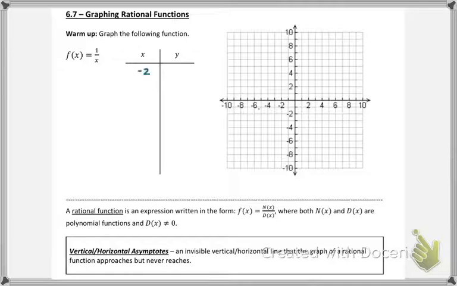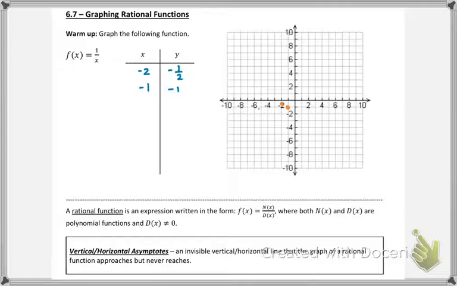Let's start with -2. Okay, so according to my function rule, 1 divided by -2 is just going to give me -1/2, right? So I'm going to graph that right here. -2, -1/2. Okay, what about -1? 1 divided by -1 is just going to give me -1. Okay, so -1 right here.